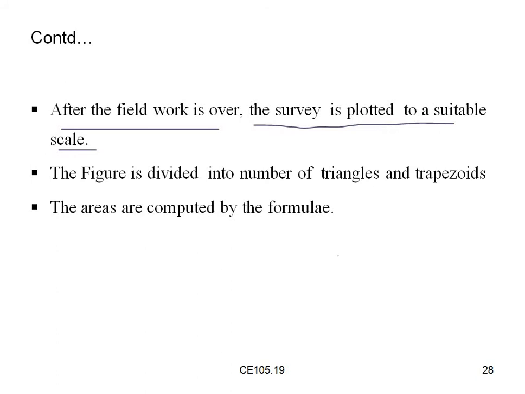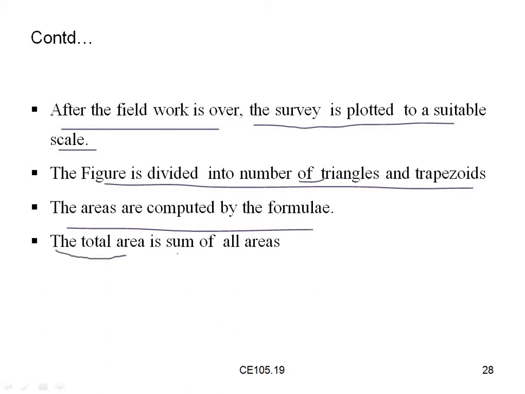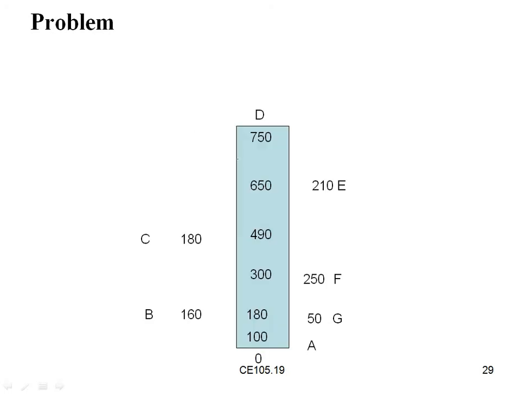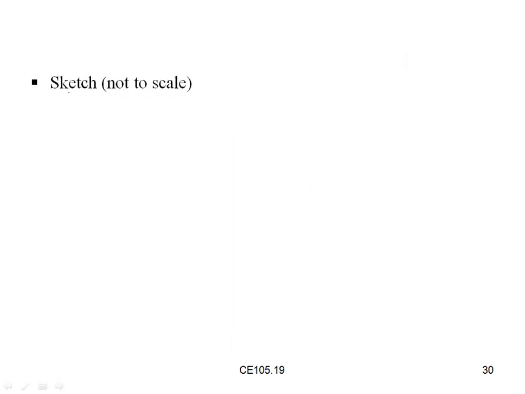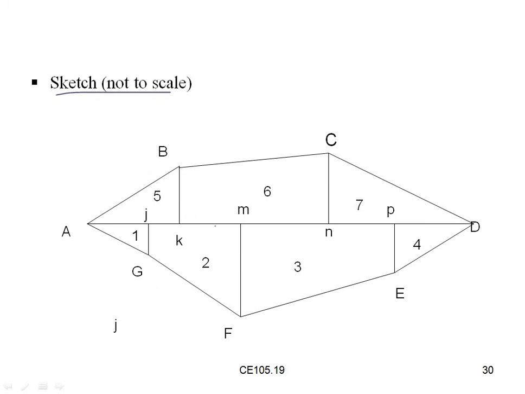So next, after doing this calculation, it is to be plotted in the drawing sheet as per the scale or suitable scale. Then the figure is divided into a number of triangles and trapezoids. The areas are computed by the formula. That is, the total area is the sum of all areas. So let us see a problem here. Plot the following cross staff field ABCDEFGH and calculate its area. This is a sketch, not to scale. So here the problem is given.